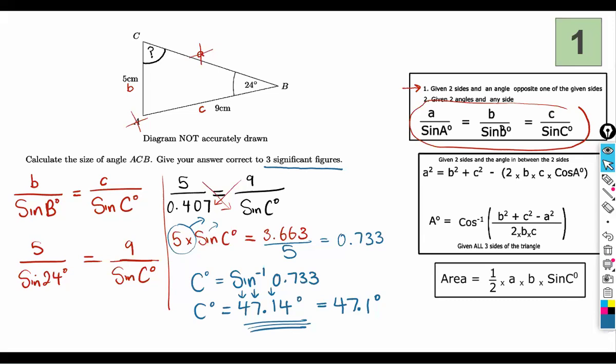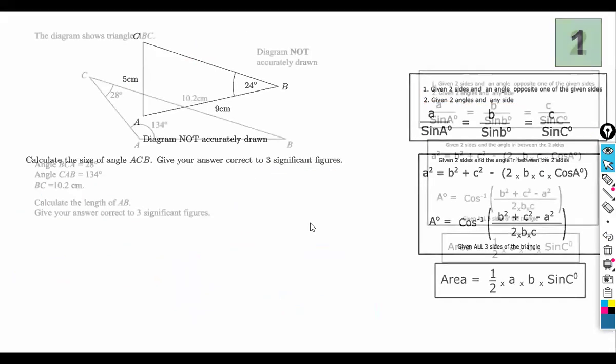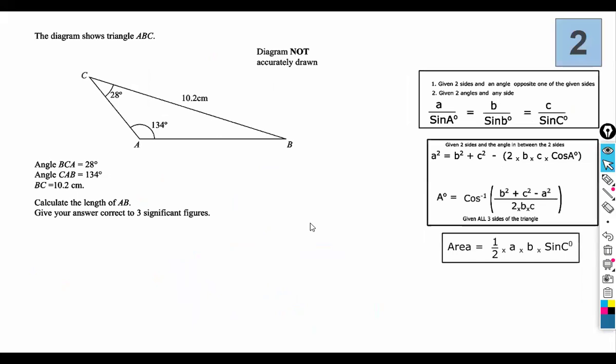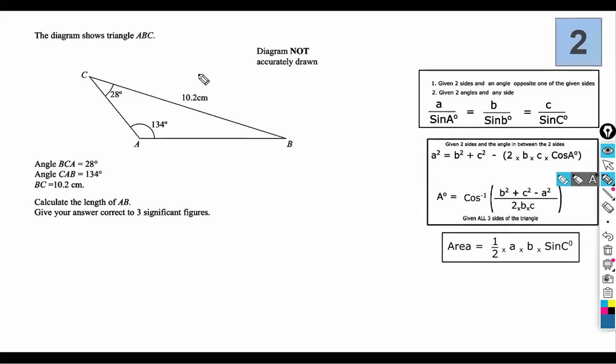All right, so let's try another question, right? To save time in the question, you don't need to take down the wording. All you need to do is draw this diagram. And they want you to find the length of AB, so just put a question mark by AB.